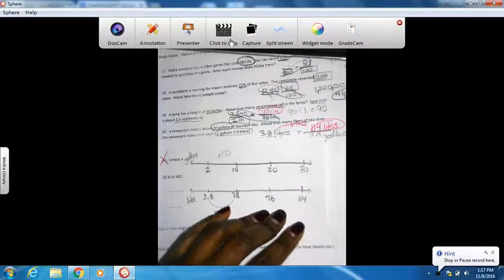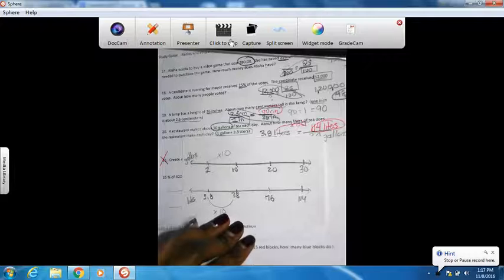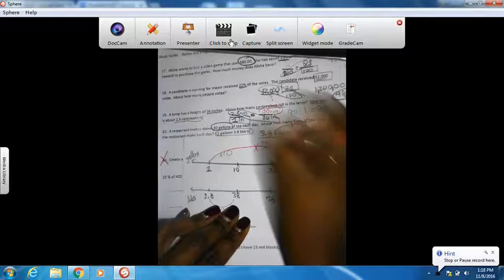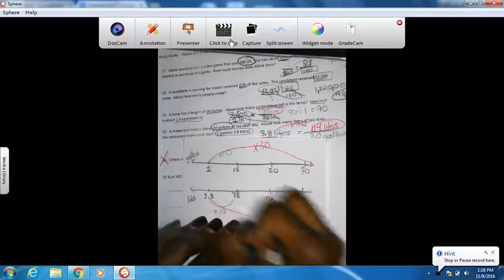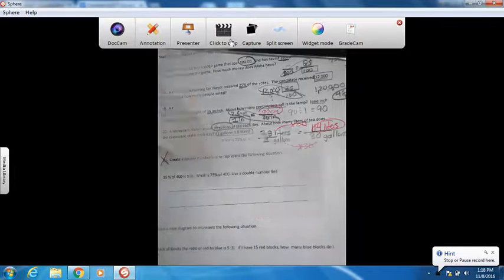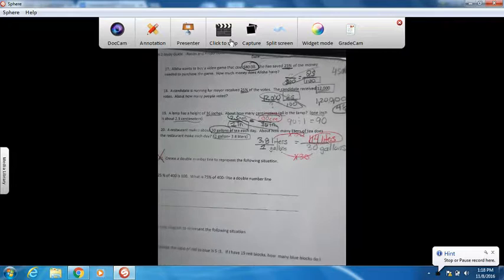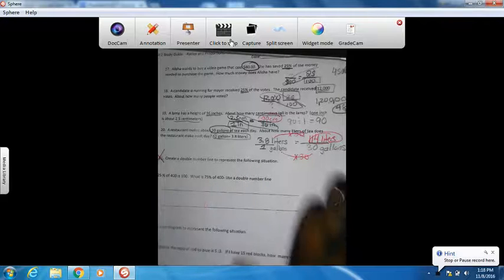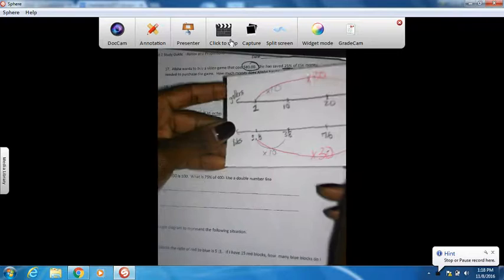One thing you could have done is started all the way from 1. You could have said, well, if I'm trying to get to 30, I can just multiply by 30, and you would have gotten the same result. All right, let's take a look at the next one. Oh, I messed you up. Create a double number line to represent the following situation. I did not read. Well, I just showed you a different way of how to use this. All right, let's look at this one.